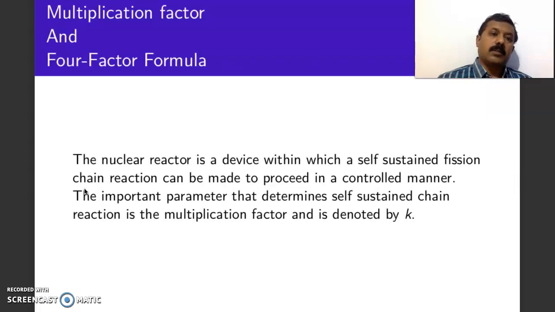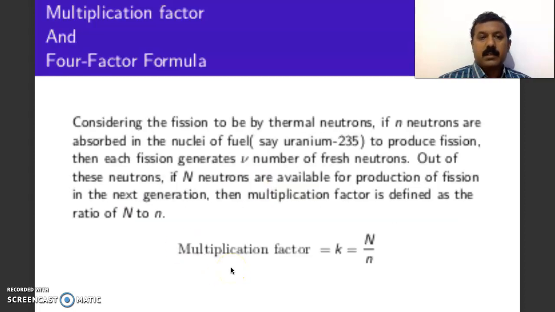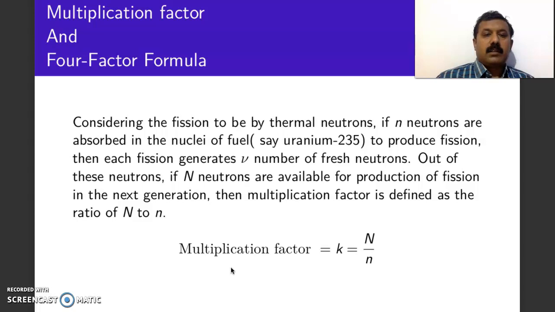As we all know, a nuclear reactor is a device in which a self-sustained nuclear chain reaction takes place in a controlled manner. The important parameter that determines this self-sustained process is called the multiplication factor, and generally in physics we denote it by K. And this is how you can define the multiplication factor.